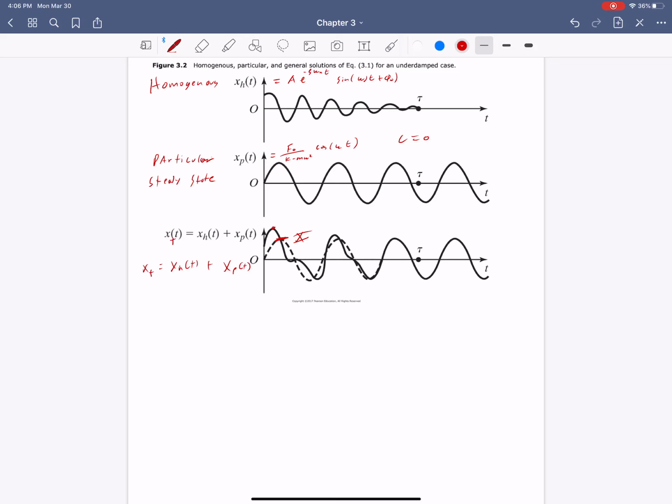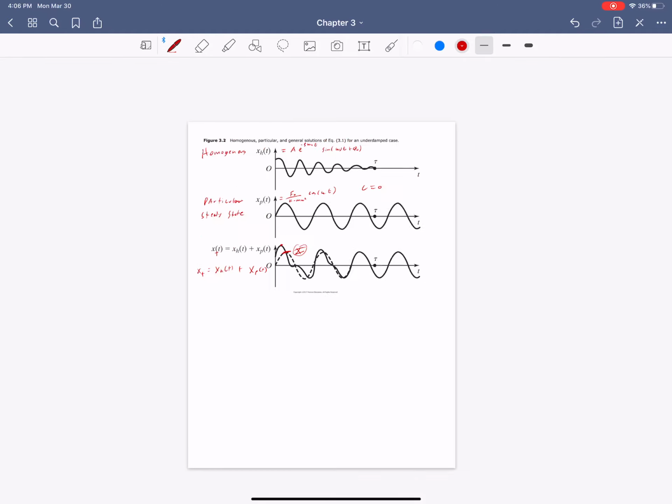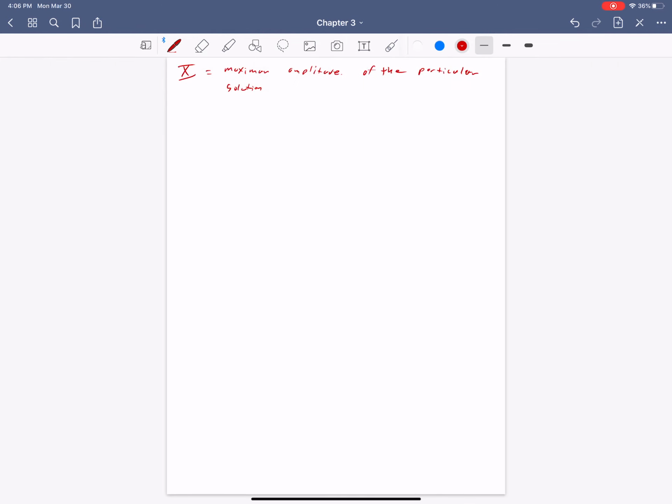So be very, very careful when you're doing your analysis. A lot of times we're really interested in the steady state of the particular solution. But if you have things that are going to be stressed or anything like that, you do have to look at the maximum amplitude of your total solution. And we'll show you how to get that in another lecture. Let's make sure I'm not missing any important concepts here.